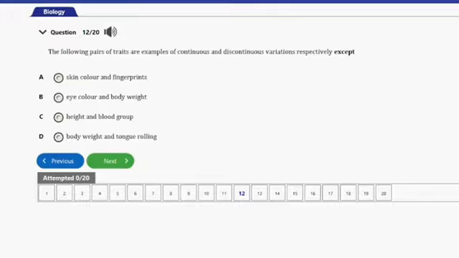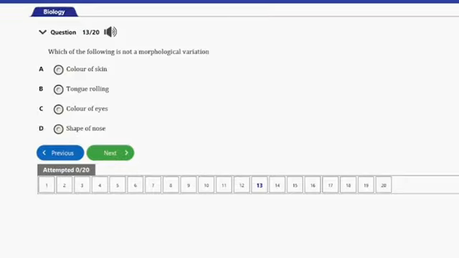Let's go ahead and consider the next question, guys. So it says here, which of the following is not a morphological variation? We have A. Color of skin, B. Tongue rolling, C. Color of eyes, D. Shape of nose. So guys, remember that morphological variations are the ones we can see physically, and guys, color of skin can just be observed in the individual physically, same as color of eyes and shape of nose. But guys, option B here, tongue rolling, is a feature that is not morphological, and as such, it's the answer to this question, and that's option B here.